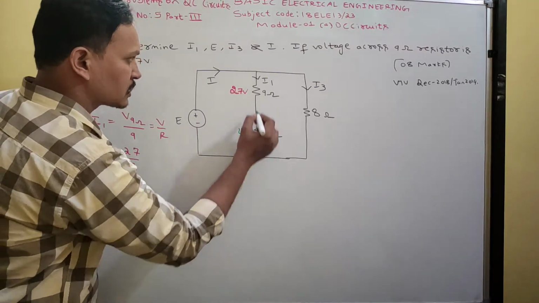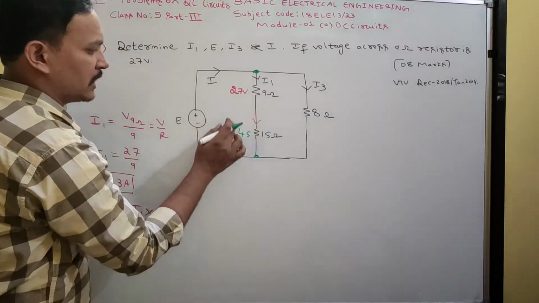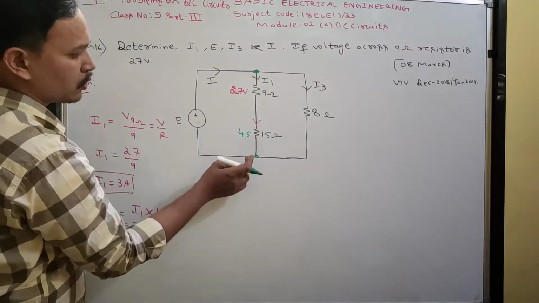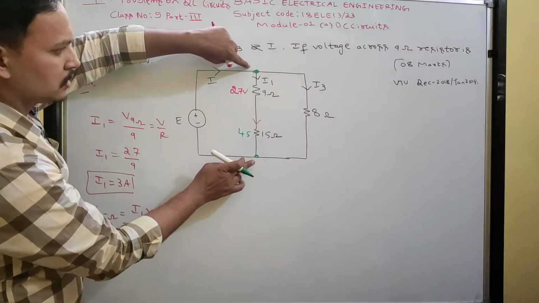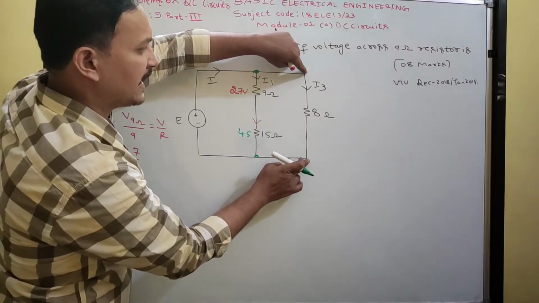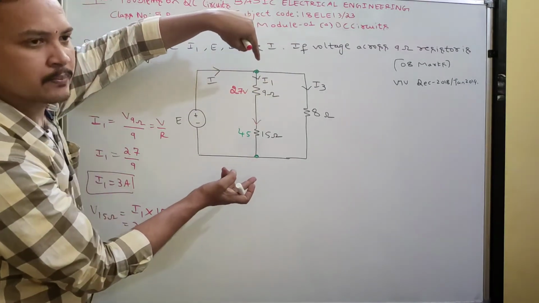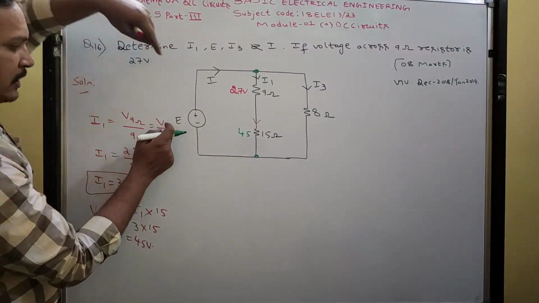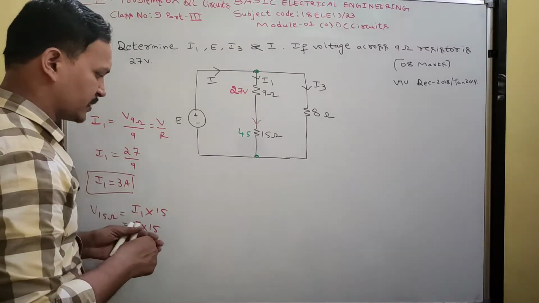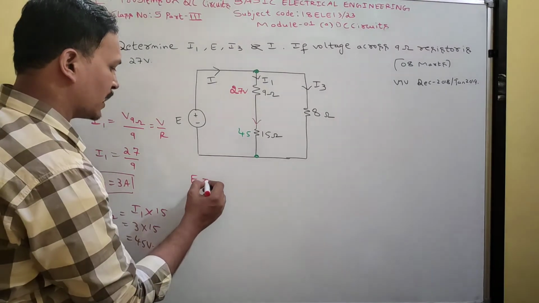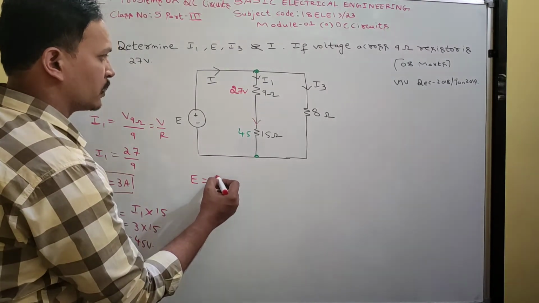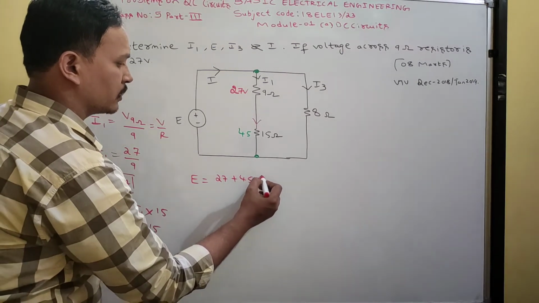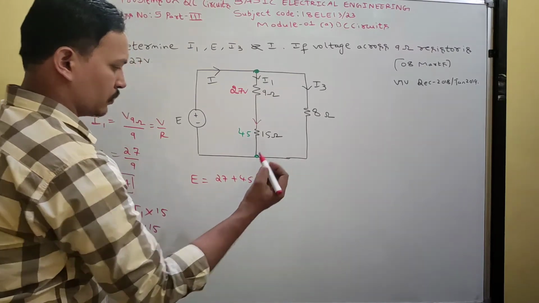Now in series, we can add the voltages. What is the voltage across this combination? 45 plus 27. Whatever the voltage here, the same voltage will be across the 8 ohm resistance because they are connected in parallel, and the same voltage will also be the supply voltage. So from this we can write the supply voltage is 27 volt plus 45 volt. You will get 72 volts.